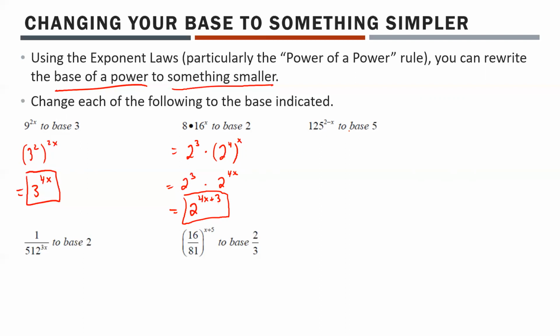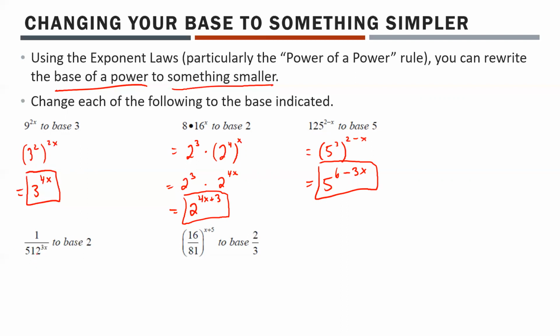All right, next one. We want to change this to a base of 5. 125 is 5 cubed, so I'll make that 5 cubed to the power of 2 minus x. So again, this is a power of a power. These need to multiply, so this becomes 5 to the power of 3 times 2 is 6, minus 3 times x is 3x. And I'll leave it just like that. Even though x could come first, I'd have to write it as negative 3x plus 6, but whatever, who cares, right? This one, this is where things get real challenging.